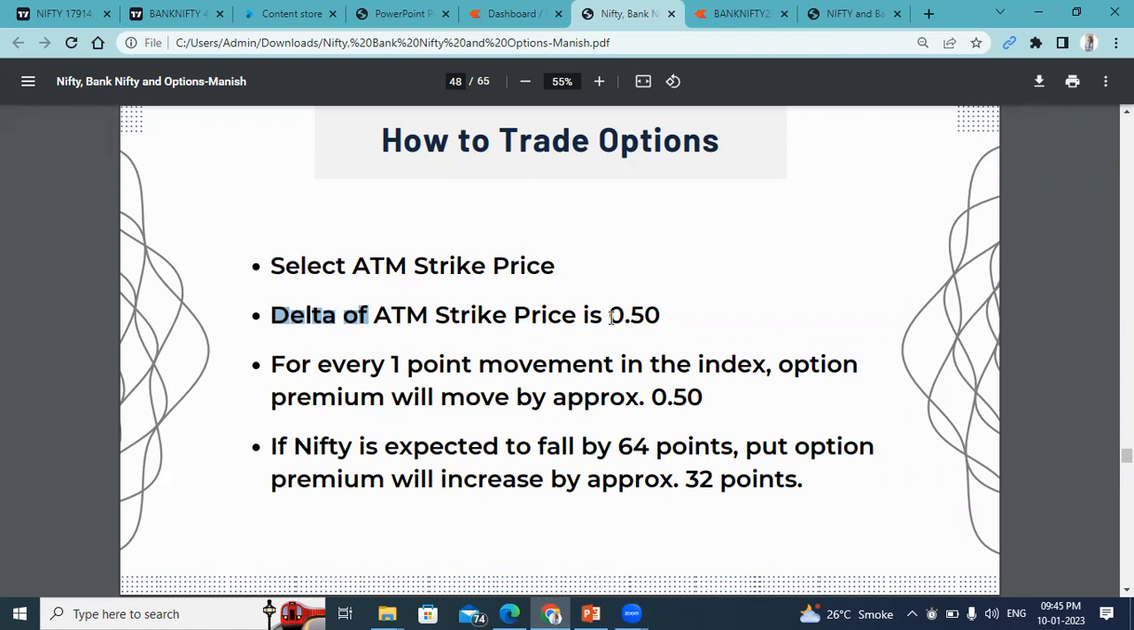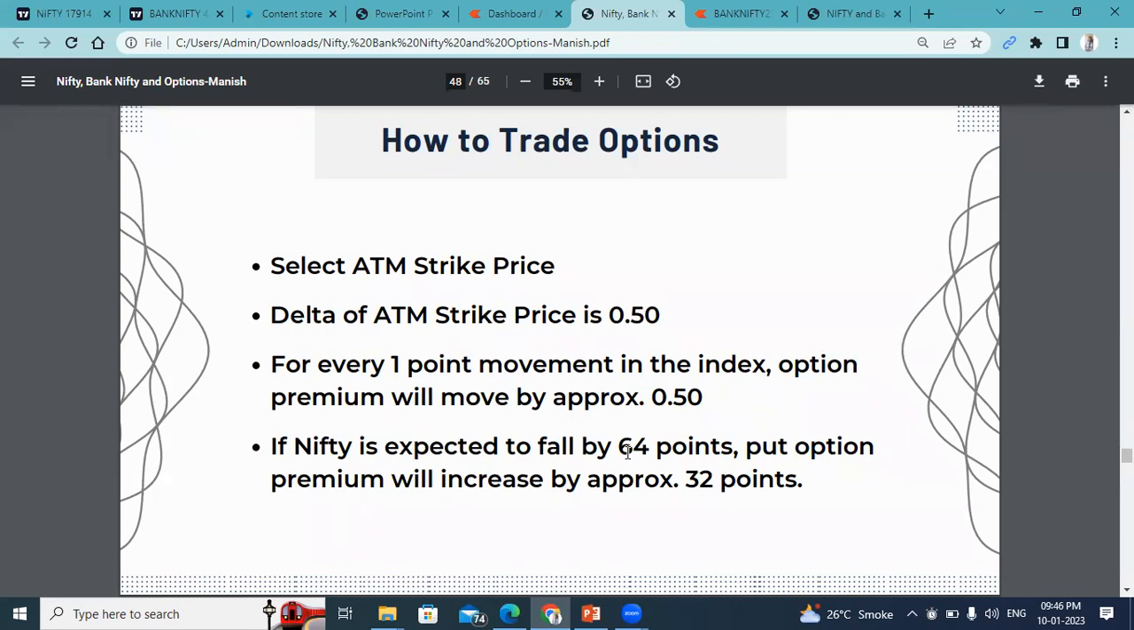If Nifty or Bank Nifty is moving 40 points, half of 40 is 20. By how much will the ATM option move? It will move by 20 points. So that's why always trade ATM, because this will help you in deciding stop loss and target. When you trade ATM strike, deciding stop loss and target is easy because of 0.5 delta.